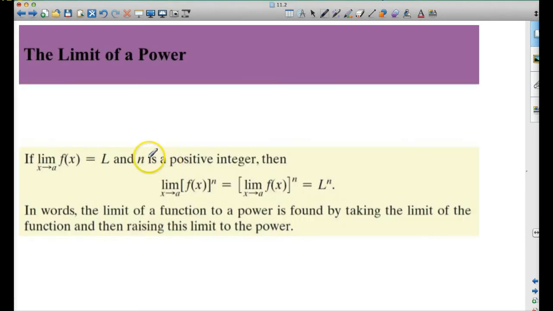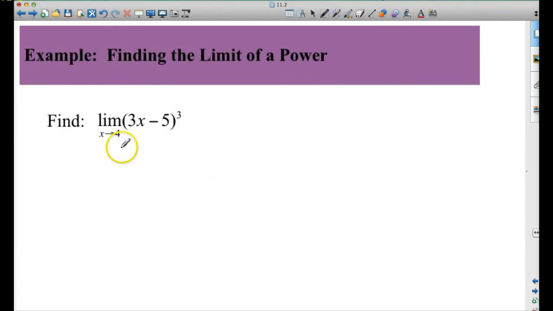If the limit of f of x equals L and n is a positive integer, then it goes to that power. The limit of a function to a power is found by taking the limit of the function, then raising that limit to the power. So in other words, we can just plug in this number, so the limit of this is going to equal 3 times 4 minus 5 to the third power, which is 12 minus 5, which is 7 to the third power, which is 343.